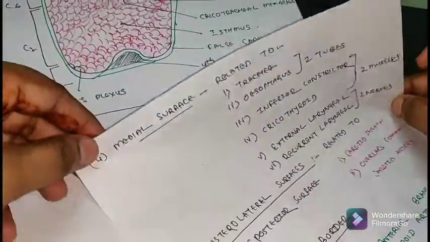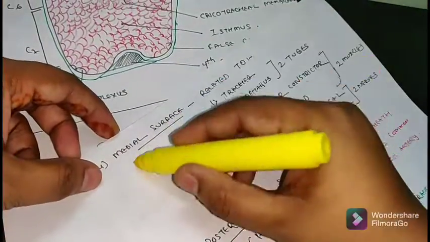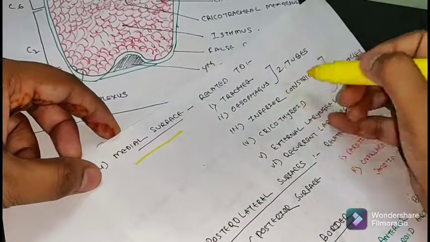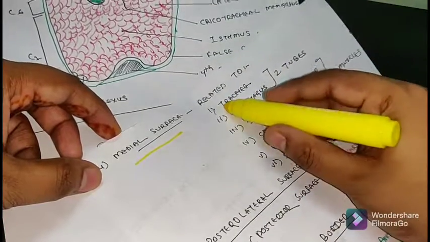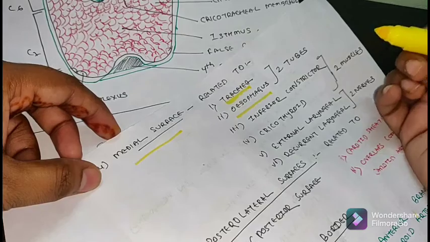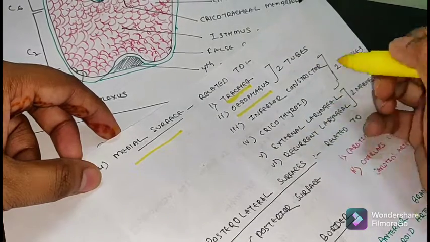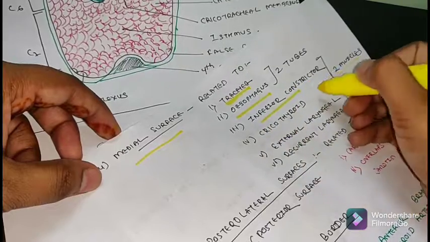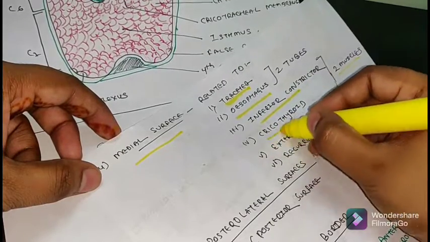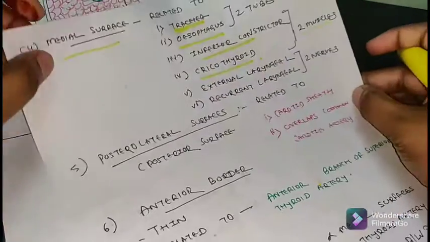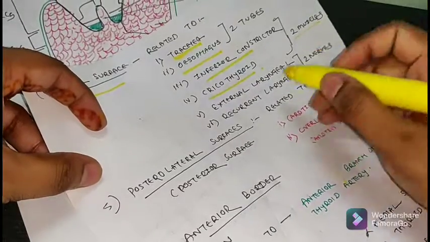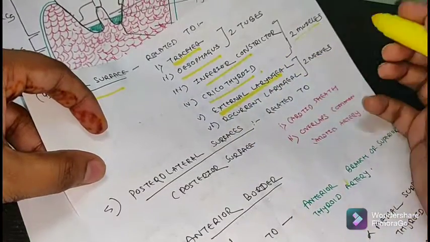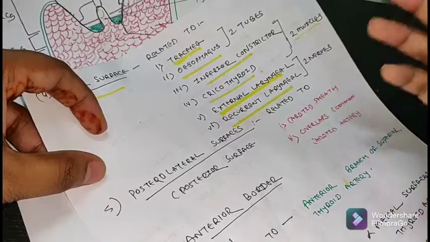This is the medial surface. It is related to two tubes, that is the trachea and the esophagus. It is also related to two muscles, that is the inferior constrictor muscle and the cricothyroid muscle, and two nerves, that is the external laryngeal nerve and the recurrent laryngeal nerve.